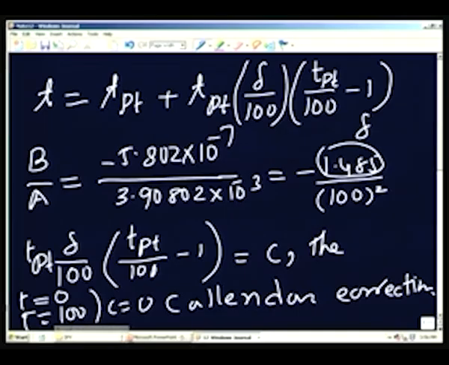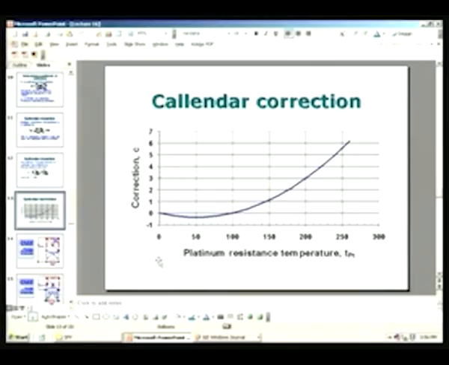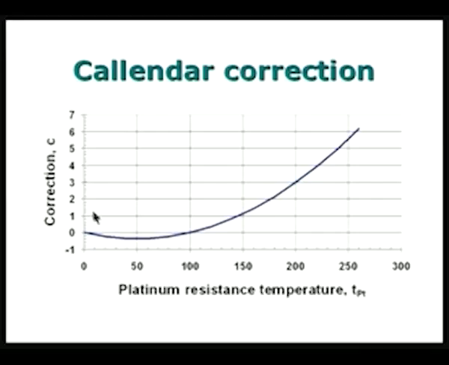Actually, what I have done is to make a plot of this, the so called calendar correction. You see that the calendar correction is 0 at the ice point at T equal to 0. It is 0 here, it is also 0 at 100 degrees. That means that at these 2 points, T equal to 0 and T equal to 100 degrees, both the platinum resistance thermometer scale and the actual temperature coincide, and for all other temperatures there is a correction, and the correction is somewhat small between 0 and 100, the maximum being about minus 0.4 or something like that.